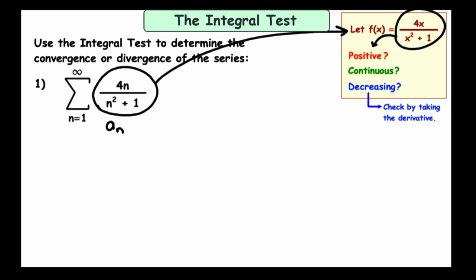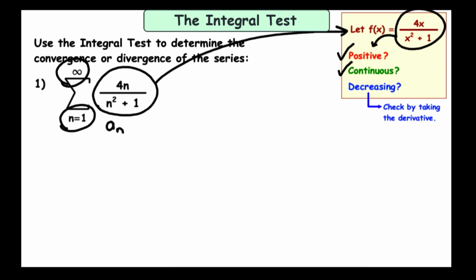Let's start off with the positive part first. Well, x squared plus 1, the denominator, is positive all the time. The 4x could be negative if we plug negative numbers in, but we're not plugging negative numbers in. We're starting with 1 and going up to infinity, so no worries. So is it positive? Yes, it is. Put a check mark by that. Is it continuous? Does it have any asymptotes or points of discontinuity? No, I don't have to worry about dividing by 0, not with an x squared plus 1 in the denominator. I'm safe. So yes, it's continuous.